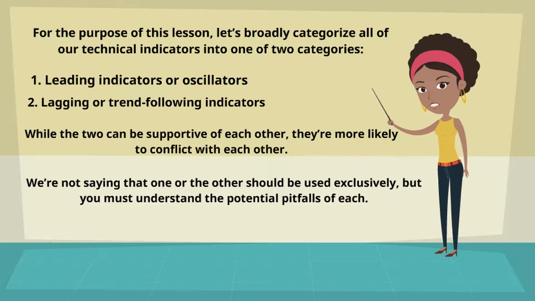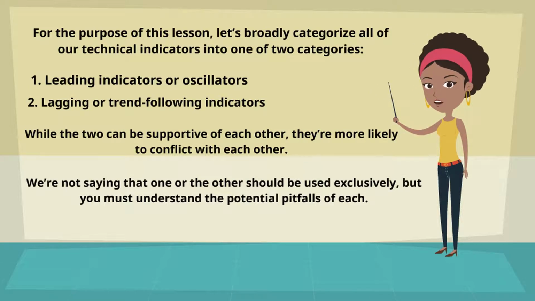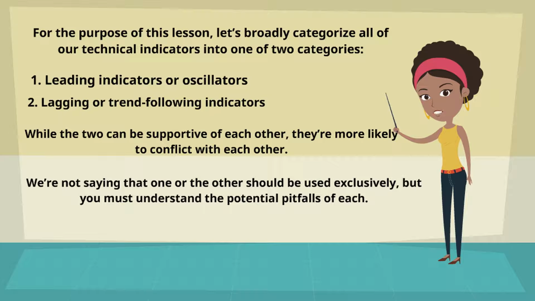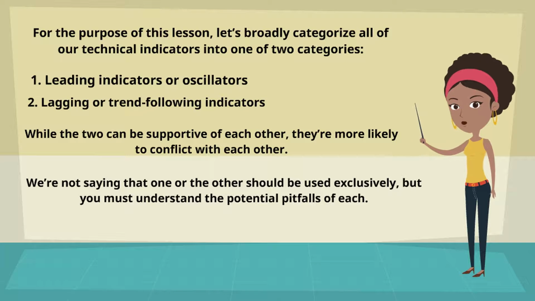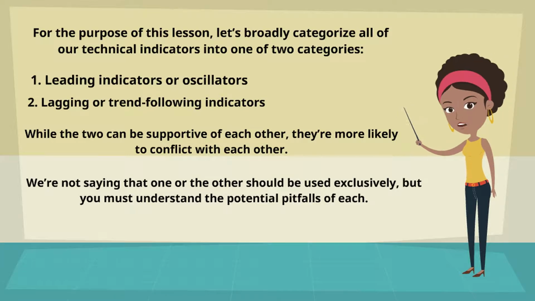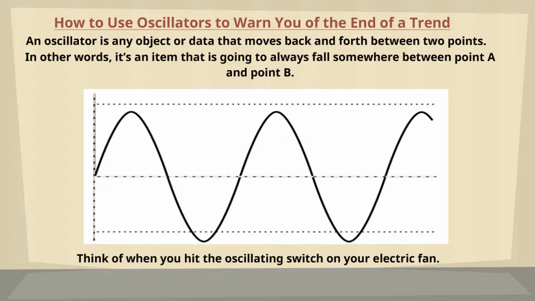For the purpose of this lesson, let's broadly categorize all of our technical indicators into one of 2 categories. First is leading indicators or oscillators. Second is lagging or trend-following indicators. While the 2 can be supportive of each other, they're more likely to conflict with each other. We're not saying that one or the other should be used exclusively, but you must understand the potential pitfalls of each. Let's move to second class.